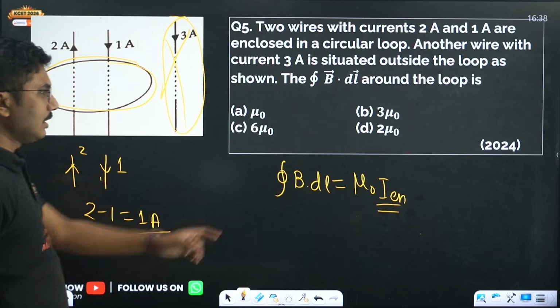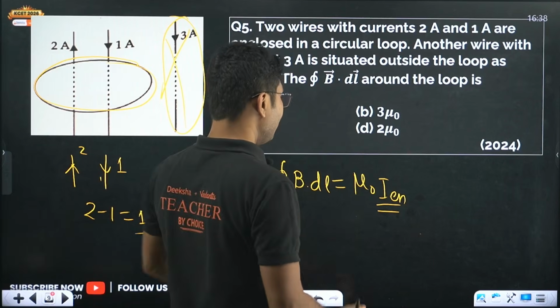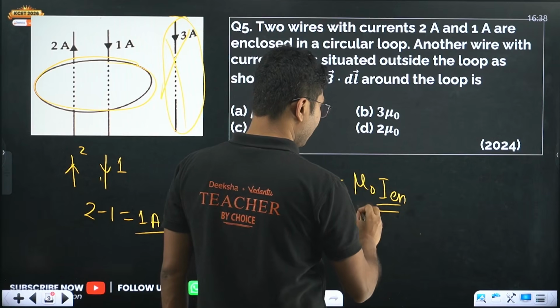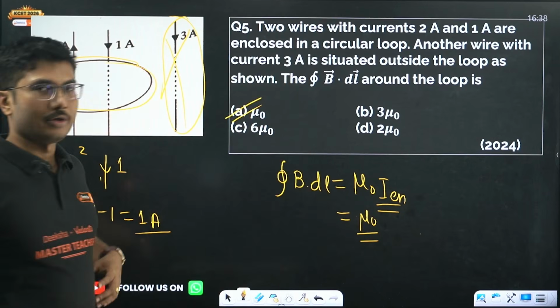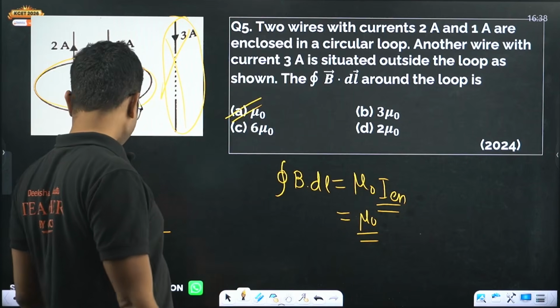Okay, so what is the value here? It will be simply mu naught. Okay, so B dot dl is simply mu naught. Okay, easy question. This question is easy.